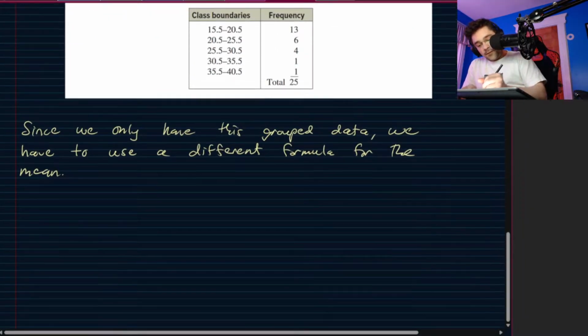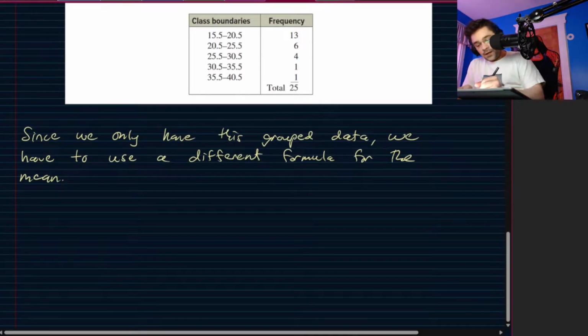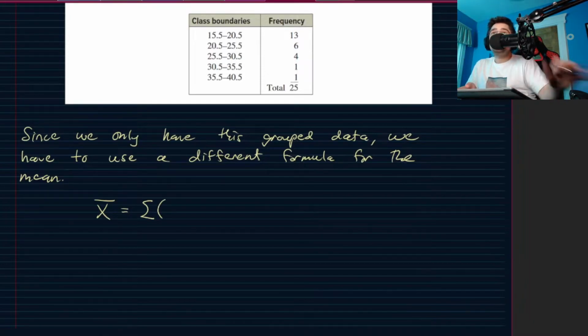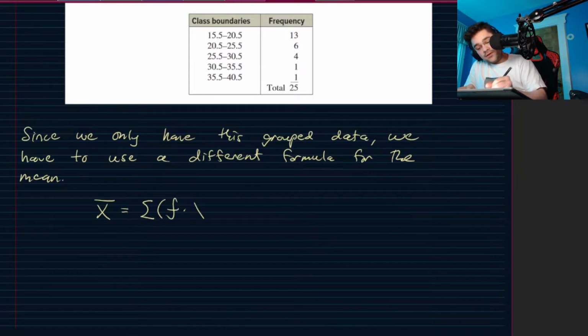Okay, and the formula is x bar is equal to the sum of all the frequencies, sorry, I need a parenthesis here. The book doesn't have it, and it's really annoying. The sum of all the frequencies times their midpoint, all over n.